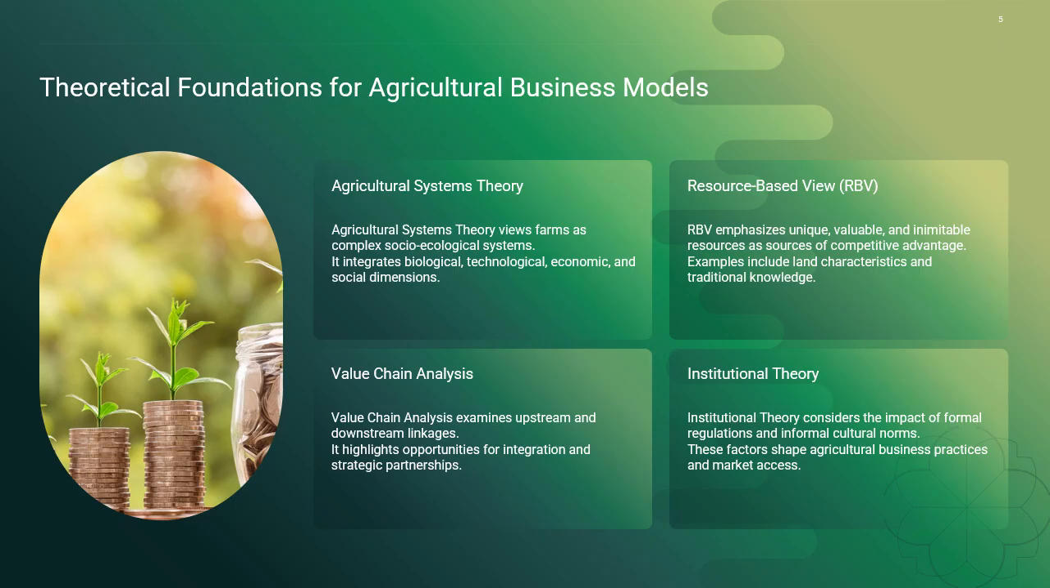Third, value chain analysis examines the sequence of activities from production to consumption, with particular attention to upstream and downstream linkages in agricultural value chains. This perspective helps agricultural entrepreneurs identify opportunities for vertical integration, strategic partnerships, or specialization within specific chain segments, understanding where value is created and captured along the chain.